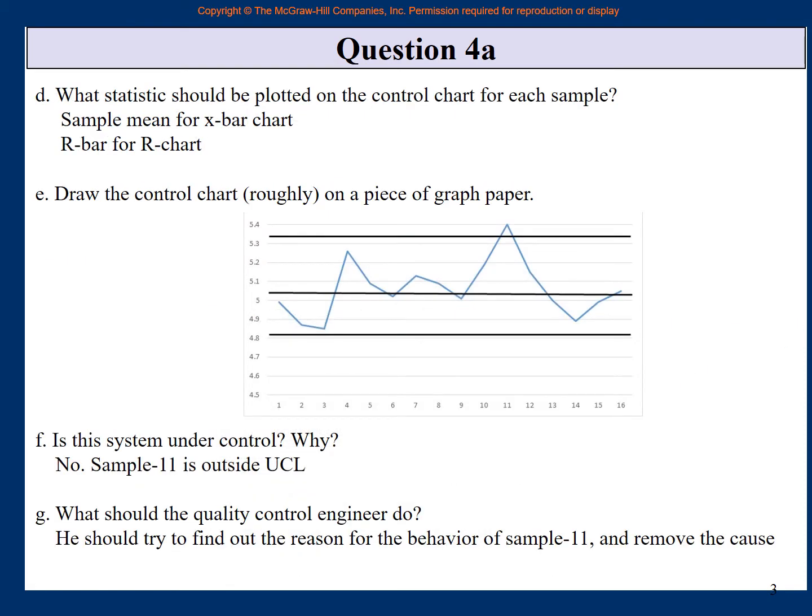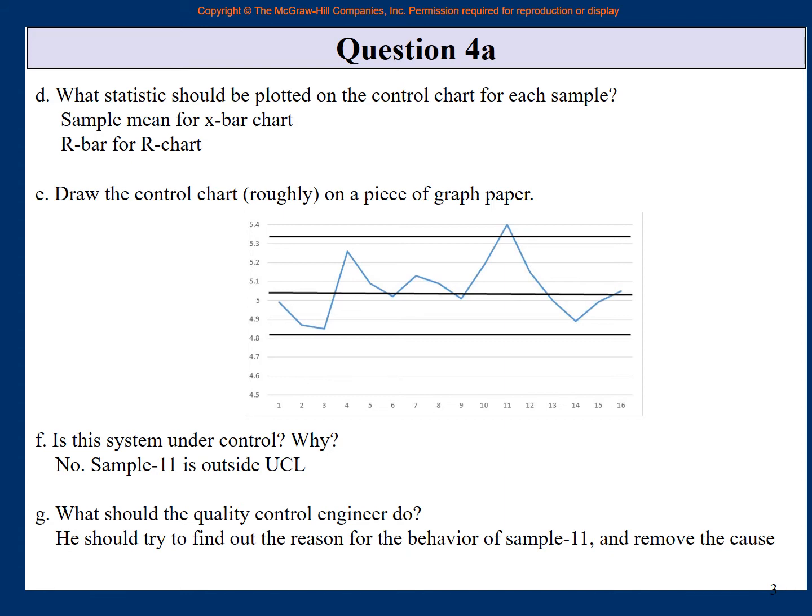What statistic should be plotted on the control chart for each sample? If the control chart is an X bar chart, it is the sample mean. If the control chart is an R chart, then it is the R value. For the X bar chart, each value you are plotting should be the mean values, and for the R chart, you are plotting the R values for each sample. So that is the value.